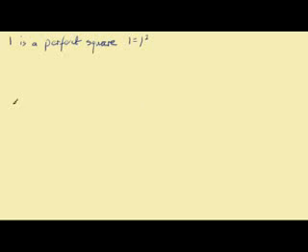And there are some common squares that really you should try to remember. These crop up quite a lot: 4, 9, 16, 25, 36, 49, 64, 81, 100, and so on.